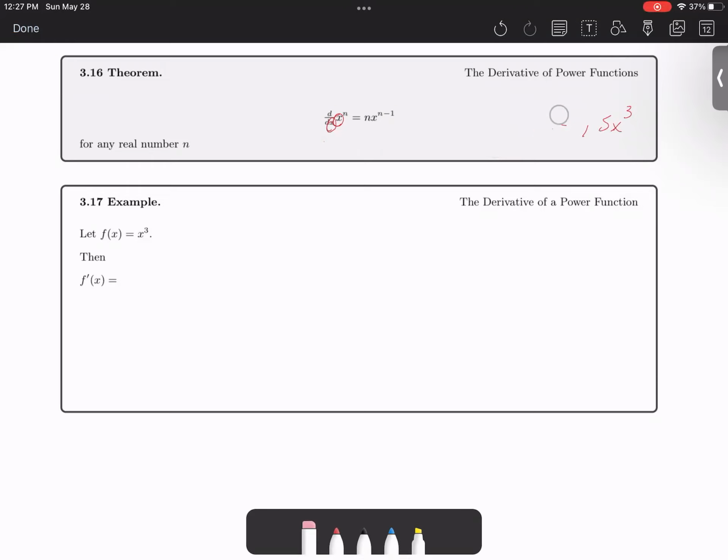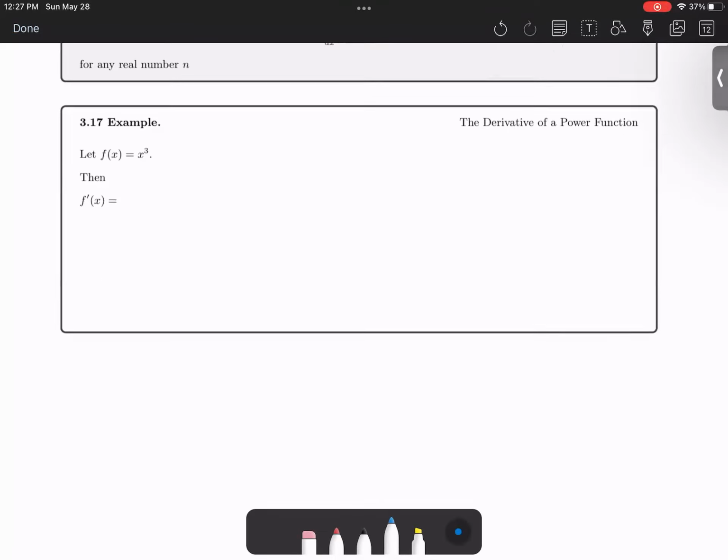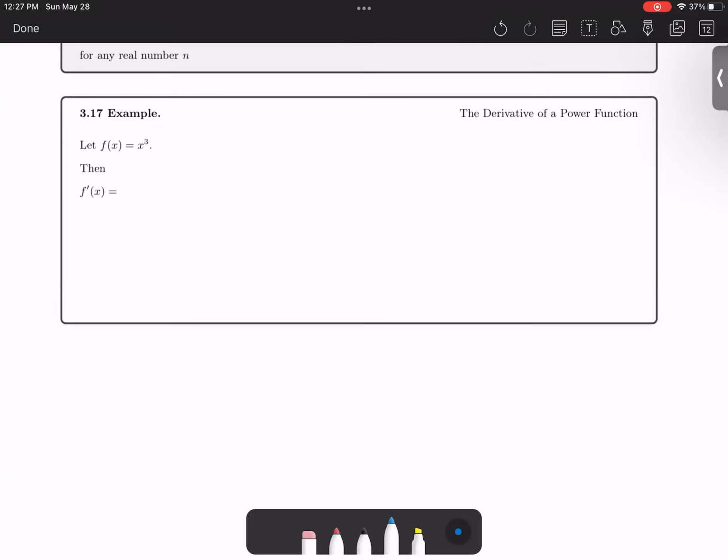So as long as you have a power function, you can use the power rule for derivatives, which says that I'm going to take this n and I'm going to move it in front of the x value. And then I drop that power by 1. So that's the pattern. You move the power down in front as a constant multiple, and then you subtract 1 off of the power. So let's find the derivative of the power function.